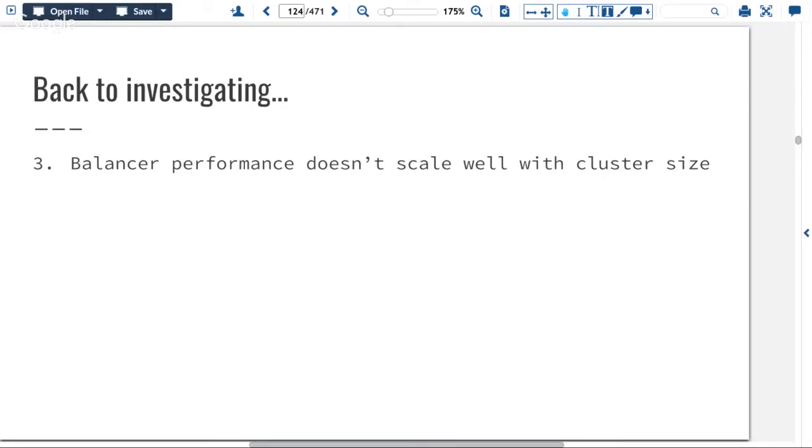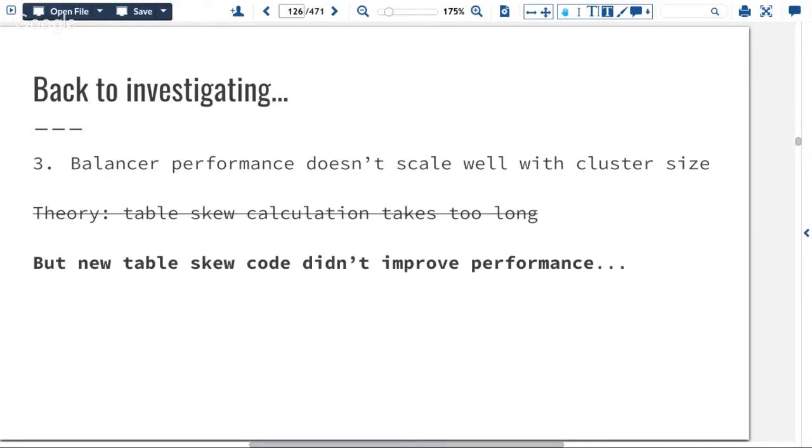So back to our investigation, the balancer not performing so well with cluster size. Our theory was perhaps that this table skew calculation was taking too long. Maybe the old code wasn't being too efficient. But the issue with that was that this new code we wrote didn't improve the performance of the balancer. The issue here is that on our big clusters, the balancer was considering almost 20 times fewer region moves and swaps than on our small clusters. After running for 30 seconds, or we even upped it to 60 seconds, our big clusters were only considering about 5,000 region moves or swaps in a single balancer run, whereas the smaller clusters were considering upwards of 100,000.